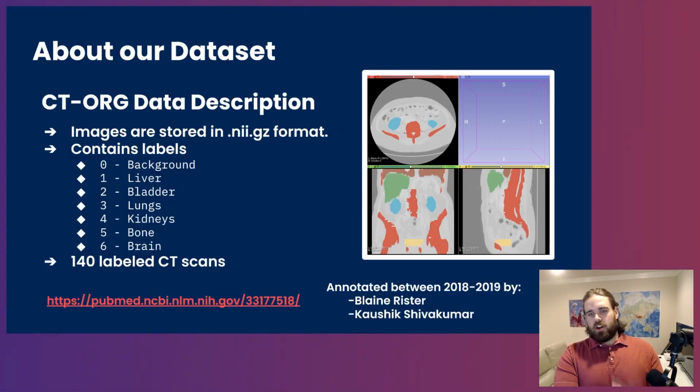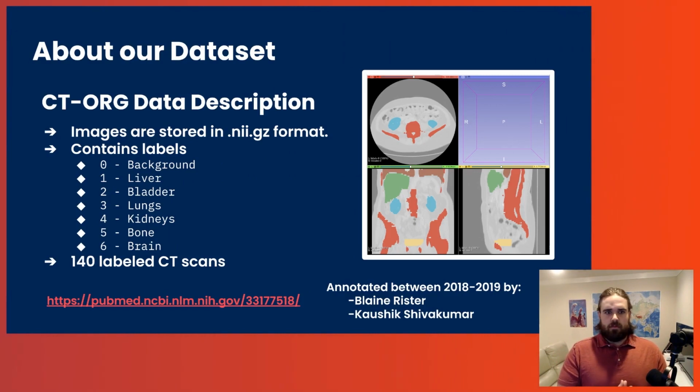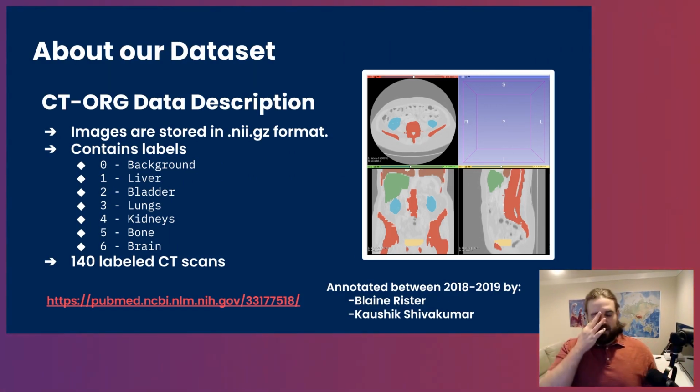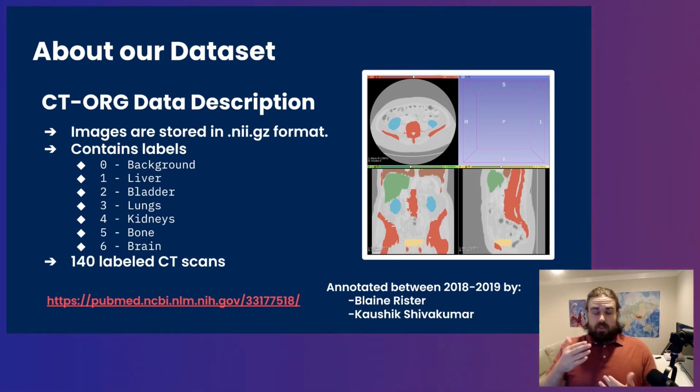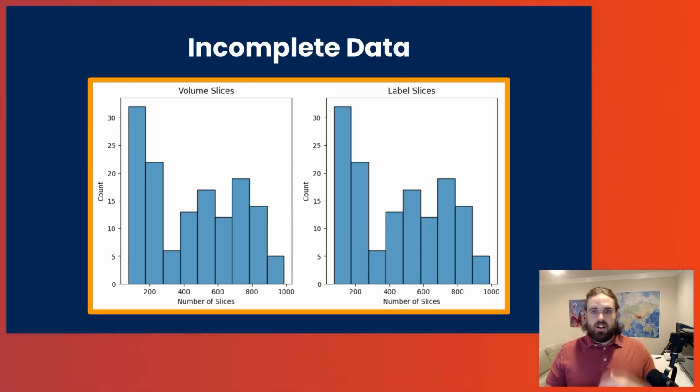Lastly, MONAI. To start out this project, I wanted to create my own segmentation model, completely custom. I found a data set, and this was the data set that I had found. The images are stored in an NII.gz format, which is standard for most medical imaging data sets, especially CT and MRI. This contains these labels, and there are 140 labeled CT scans, and this is the paper that this data set came from. So first of all, it has incomplete data.